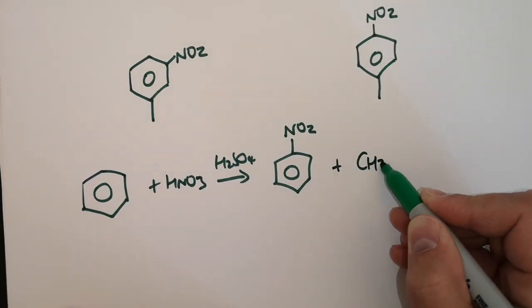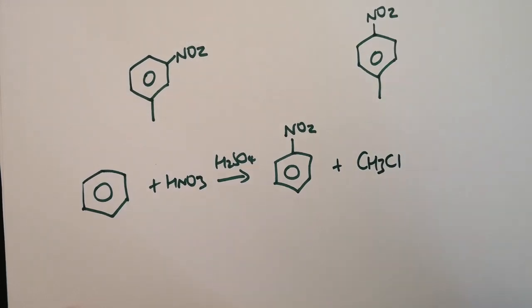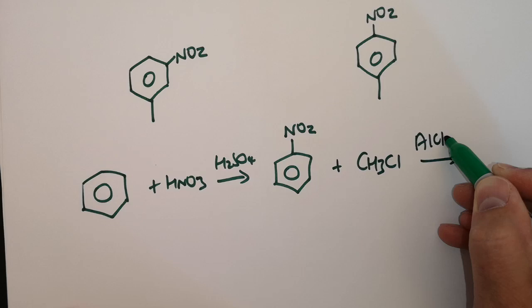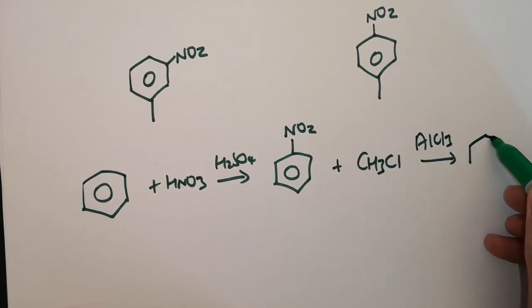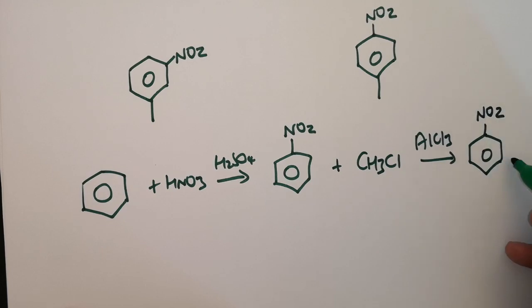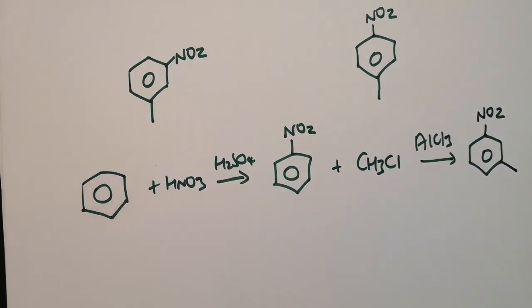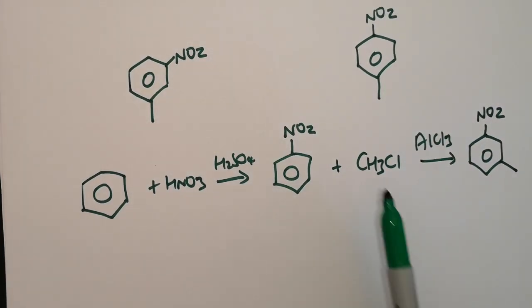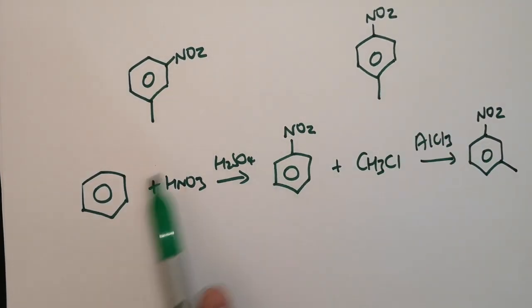Then you would add that chloromethane in the presence of a halogen carrier, and that would go on the 3 position. So here it would go there. For the second one, the 2 steps would be reversed. So you do this step first and then this step.